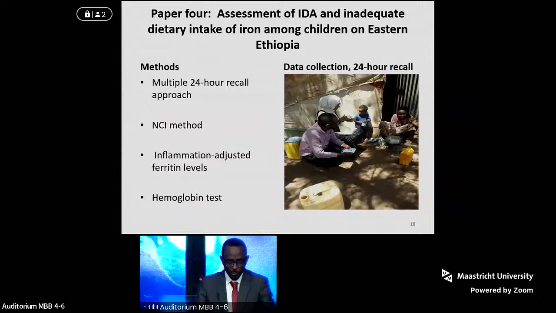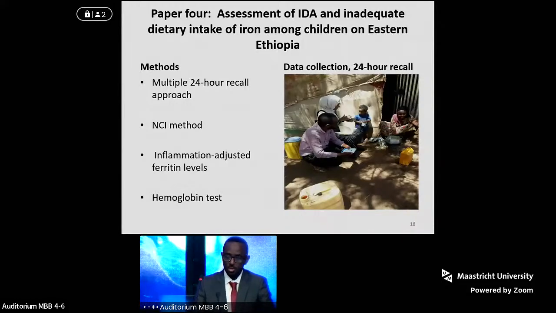In this study, we applied a multiple 24-hour recall approach to assess the dietary intake of iron. And we applied National Cancer Institute methods to model the usual intake of iron. As you know, most dietary intake evaluations are based on a single 24-hour recall, and they don't account for the day-to-day variation that occurs within a person across time. So for that, we applied the NCI method.